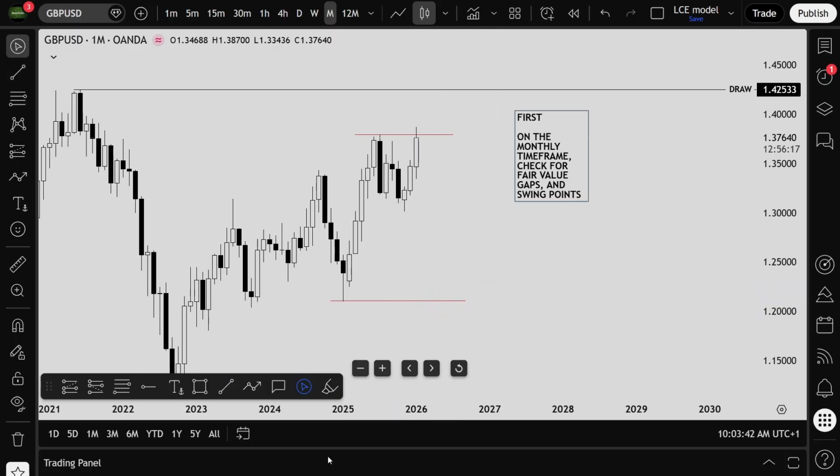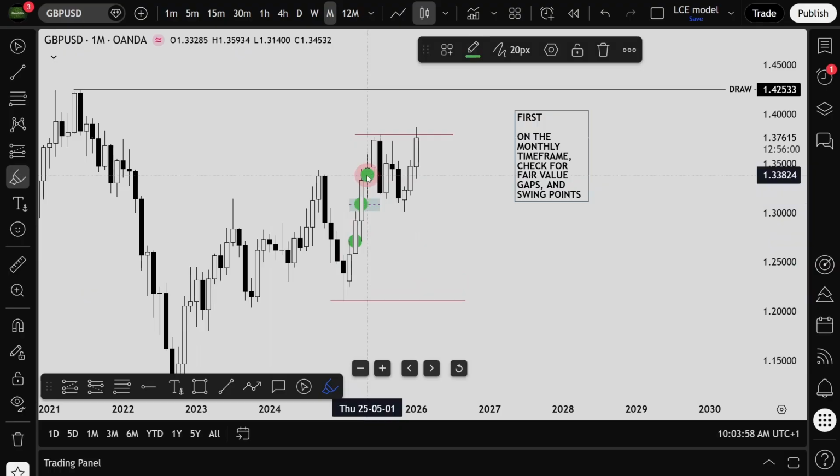And what? Fair value gaps, as in the gap between three candles. This is candle 1, candle 2, candle 3. Let me mark it out so we can see it's candle 1, candle 2, candle 3. These are the two things price trades towards: swing points and fair value gaps. Price could use swing points to resume a direction. It can use fair value gaps to resume a direction.